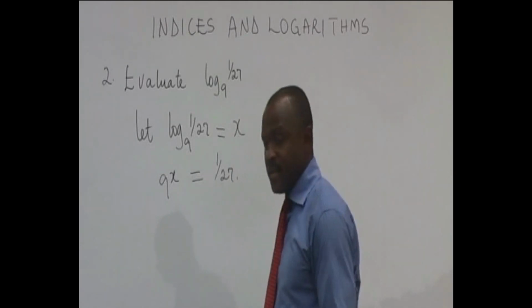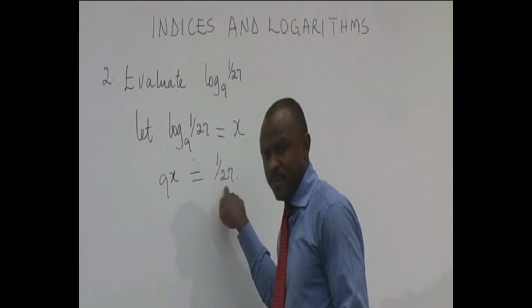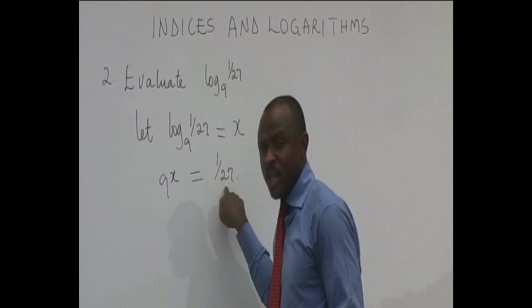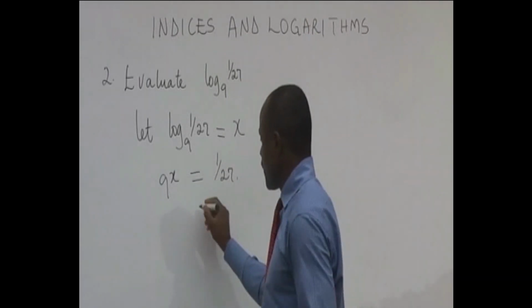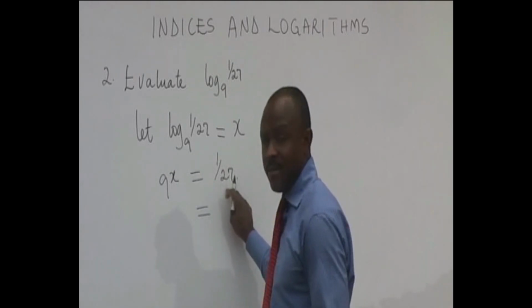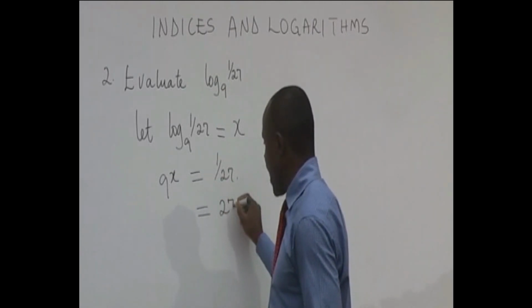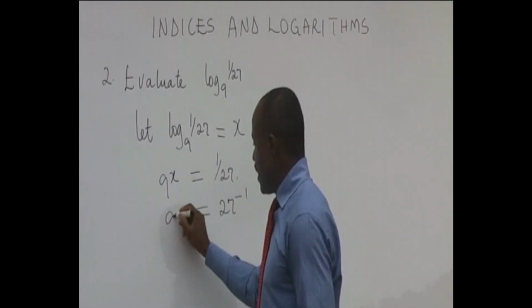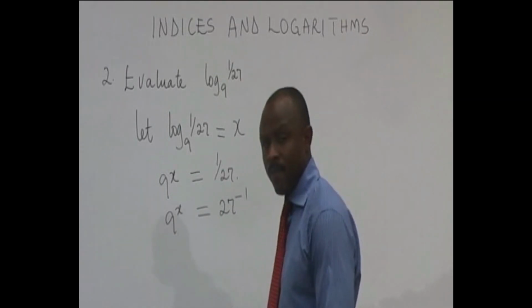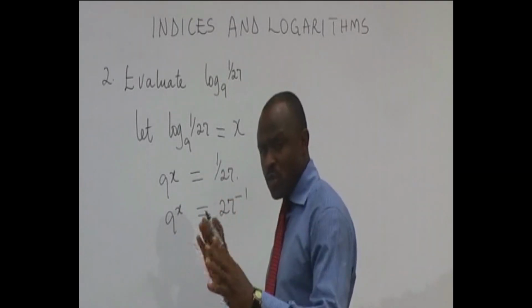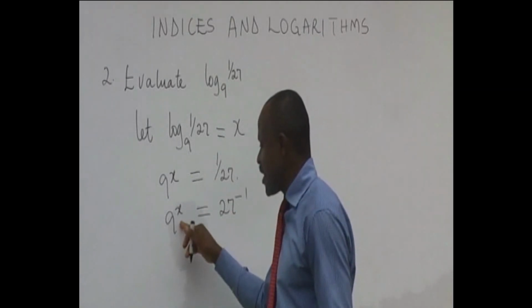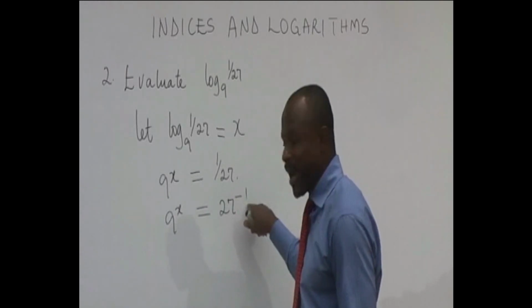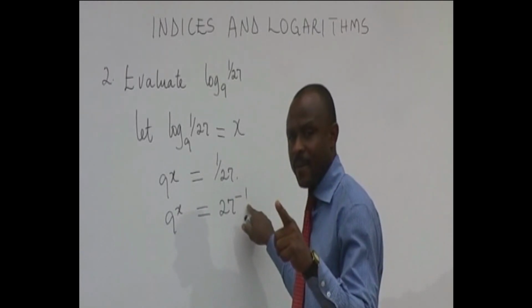The first thing you do is change this fraction to an index. The law of indices number 4 told us that 1 all over 27 is the same thing as 27 exponent minus 1. Bring down 9 exponent x. Try to balance both sides of the equation. Here you have 9 exponent x. Change 27 exponent minus 1 into an index of 9.